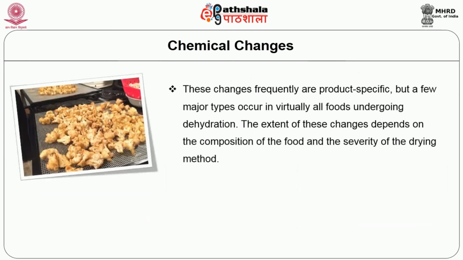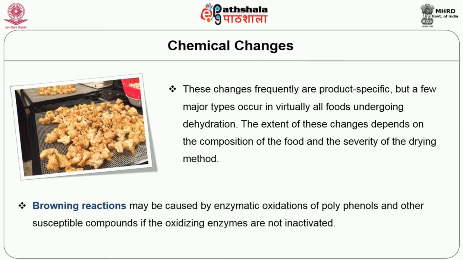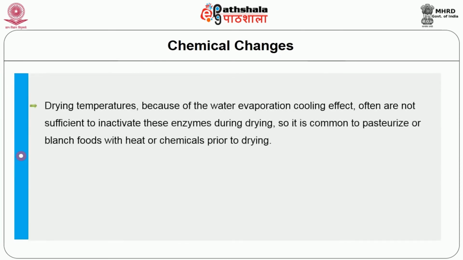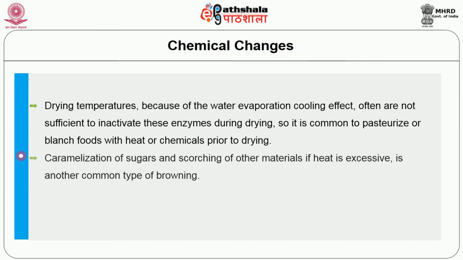These changes frequently are product specific, but a few major types occur in virtually all foods undergoing dehydration. The extent of these changes depends upon the composition of the food and the severity of the drying method. Browning reactions may be caused by enzymatic oxidations of polyphenols and other susceptible compounds if the oxidizing enzymes are not inactivated. Drying temperatures, because of the water evaporation cooling effect, often are insufficient to inactivate these enzymes during drying. So it is common to pasteurize or blanch foods with heat or chemicals prior to drying. Caramelization of sugars and scorching of other materials if heat is excessive is another common type of browning.